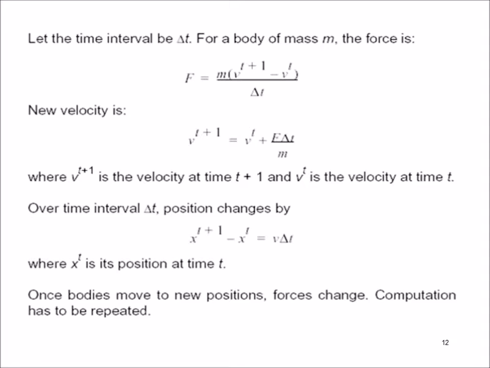So that means that over this interval delta t, the position changes by x^(t+1) minus x^t equals v delta t, where x^t is the position at time t. So we stepped the bodies and the forces change, and then you have to repeat this computation.